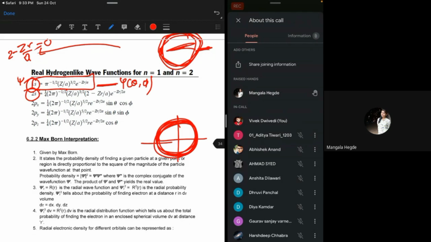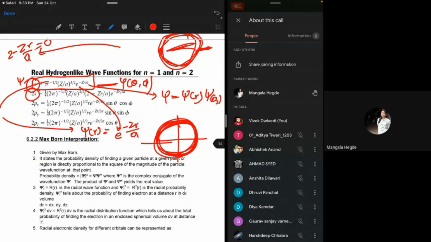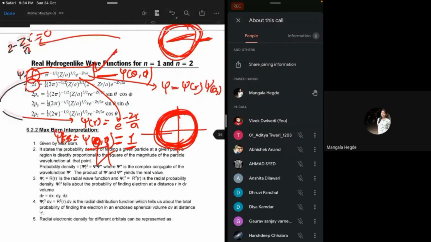This whole thing is nothing but psi, which is equal to psi r and psi theta phi. In psi 1s, psi r is this whole thing, e power minus zr upon a. But what is psi theta phi in psi 1s? Angle. What is the value? You already have the equation here. It is equal to 1 in all angles. That's why it is spherically symmetric.